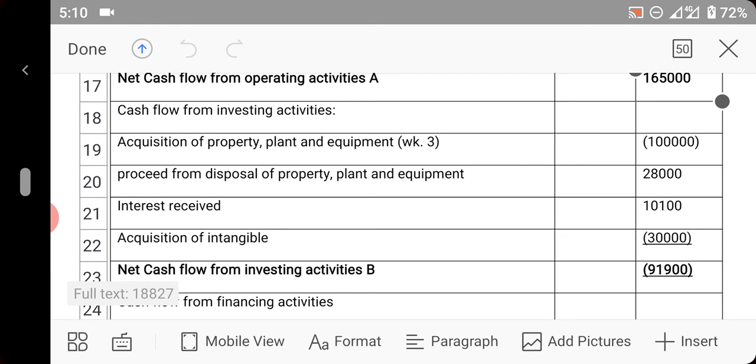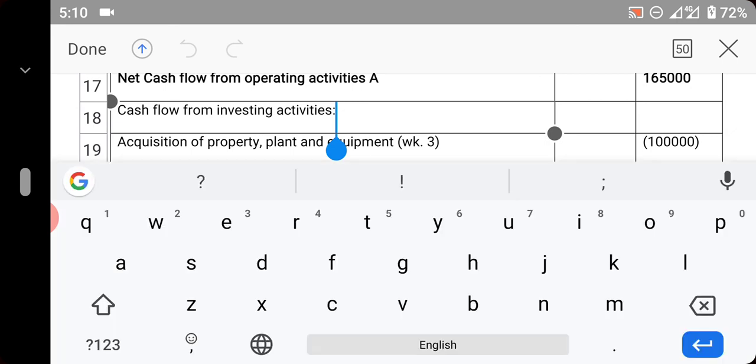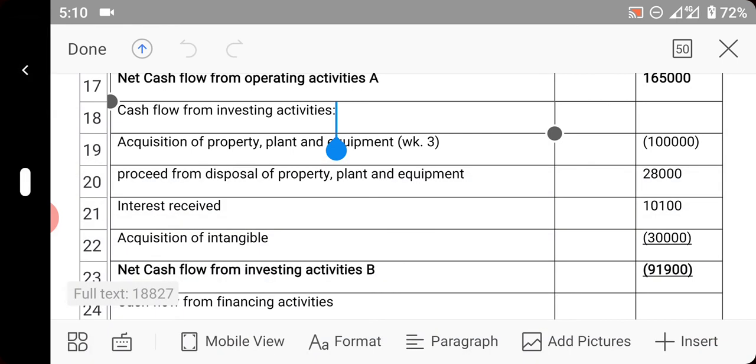So cash flow from investing activities, you can see it. So we have acquisition of property, plant, and equipment, 100,000 naira. So we have number 2, proceed from disposal of property, plant, and equipment. So we sold plant and equipment, so that is the proceed that we got, 28,000 naira. So we have interest received. So interest received is 10,100 naira. We have acquisition of tangible assets, which is 30,000 naira. So we sum them up, it gives you 91,900 naira. So this is net cash flow from investing activities.